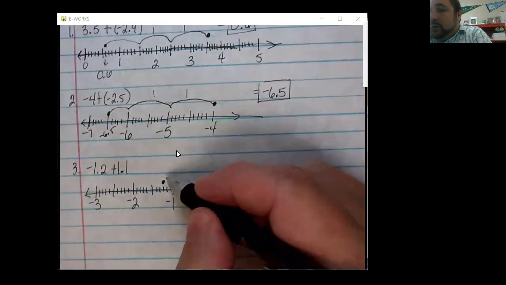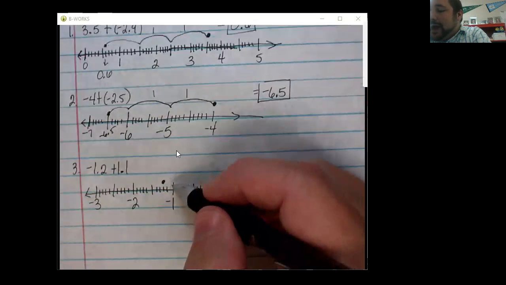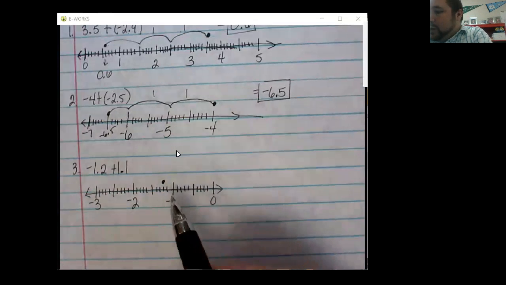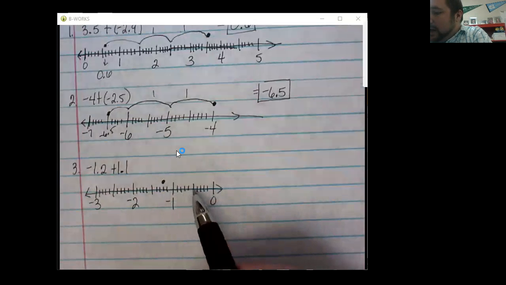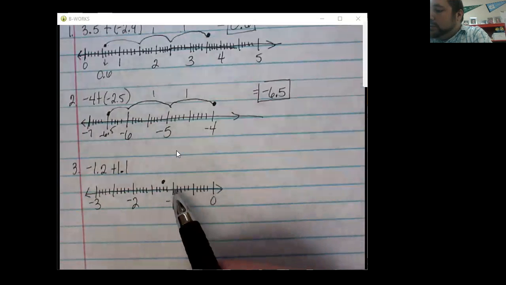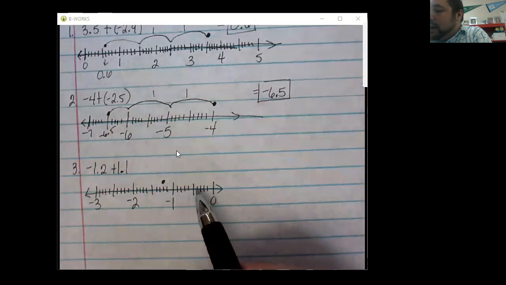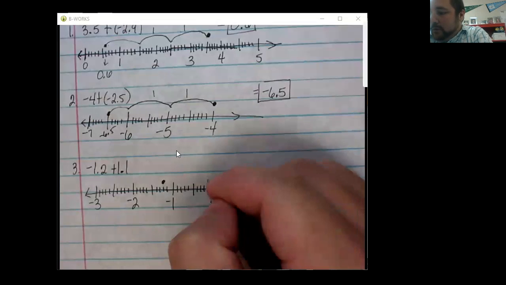So basically 1 whole is 10 lines. So that's 1, 2, 3, 4, 5, 6, 7, 8, 9, 10. And then I'll count it this way. 0.1, 0.2, 0.3, 0.4, 0.5, 0.6, 0.7, 0.8, 0.9, 1, which would be 1 whole. And then another 10th, we would be right here before the 0.